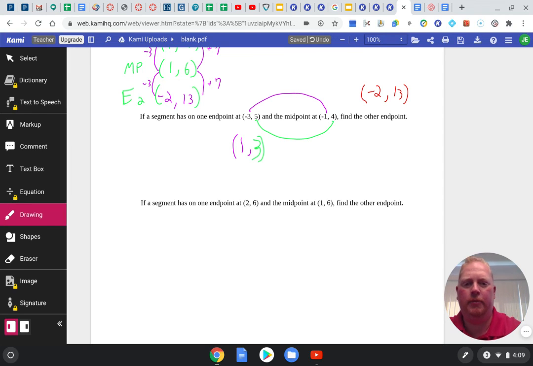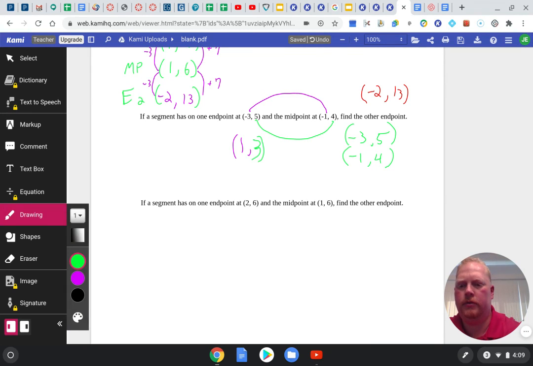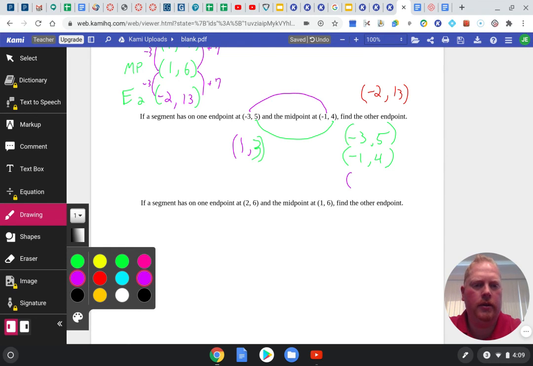If you like stacking it up a little bit, that would work no problem. So start at (-3, 5), (-1, 4). Going from -3 to -1, you add 2. So let's add 2 again and get 1. To go from 5 to 4, you subtract 1. Let's subtract 1 again and get positive 3. No matter how you visualize it, the process is much easier than what the book had us doing.